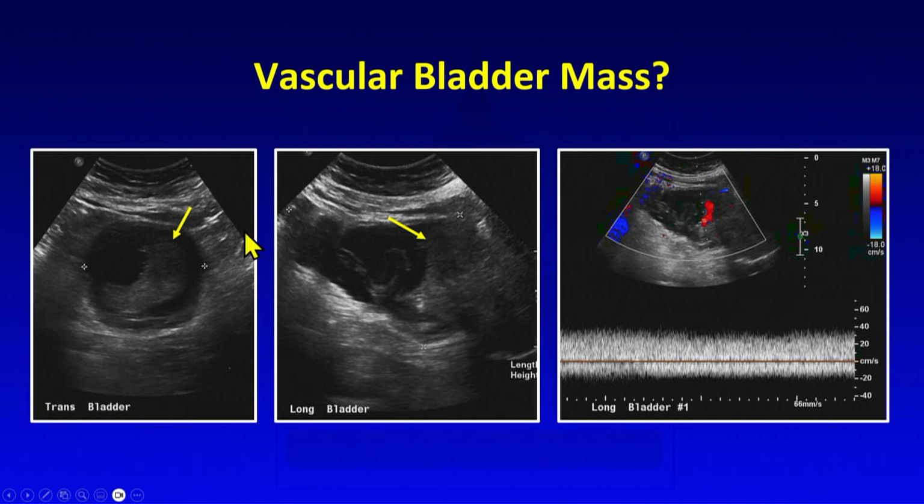But this other patient came in with hematuria, and we can see this filling defect within the bladder. And then we put color on it, there's flow. So what is this vascular bladder mass?